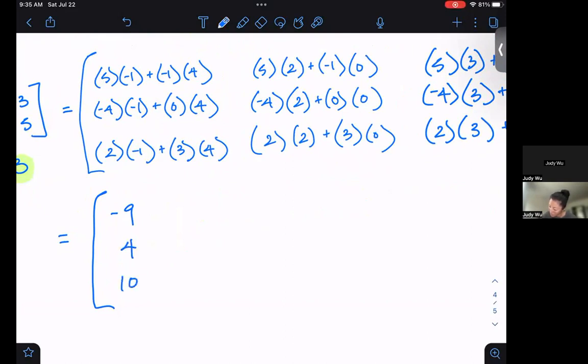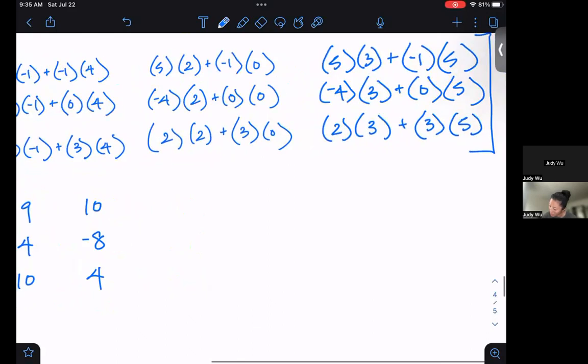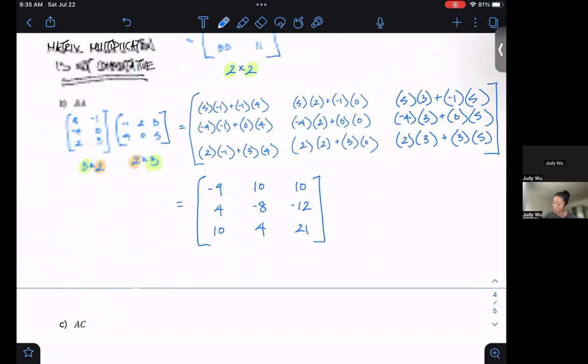All right. 5 times 2 is 10, -8, and 4. And last but not least, 15 minus 5 is 10, negative 12, and 6 plus 15 is 21. All right. Do I have a 3 by 3 matrix at the end? I sure do. And we knew that from the beginning because we had seen that the outer dimensions are 3 by 3.